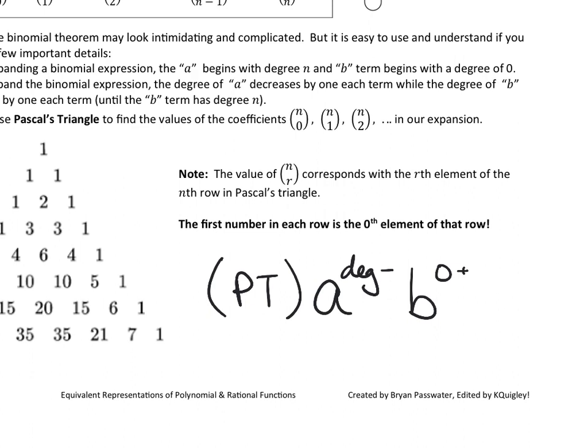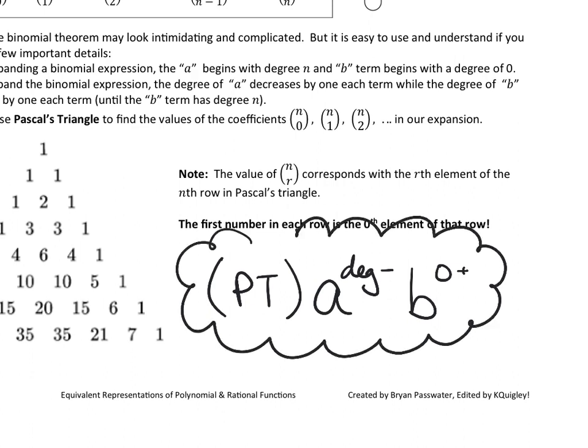Once we do all of that, let's put a little cloud around this. This is important. Once we do that for each item in Pascal's triangle for that row, we will have expanded a polynomial. This is not going to make sense till we see an example. Please just hang on with me, okay?